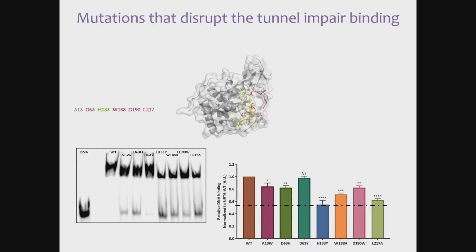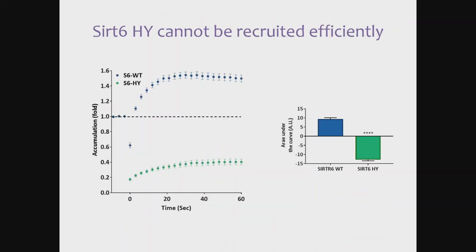So one of the ones that was the most affected, this HY mutant, is also next to the catalytic domain. And when we do laser-induced damage, we can see that really it cannot arrive to the sites of damage. Wild-type SIRT6 can come, but this mutant that cannot bind DNA, it doesn't come.